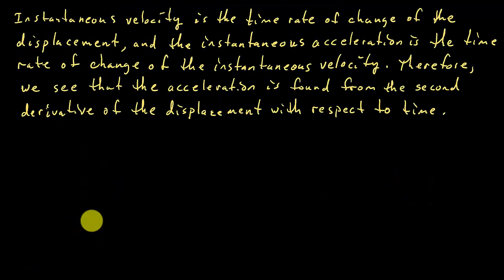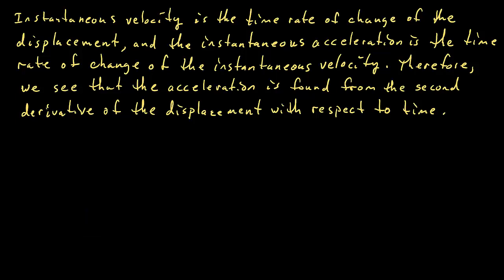All right, so now let's look at instantaneous velocity and acceleration. So instantaneous velocity is the time rate of change of the displacement, and the instantaneous acceleration is the time rate of change of the instantaneous velocity. Therefore, we see that the acceleration is found from the second derivative of the displacement with respect to time.